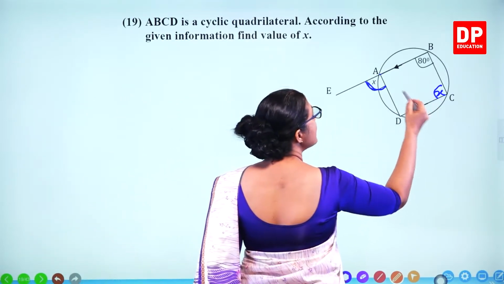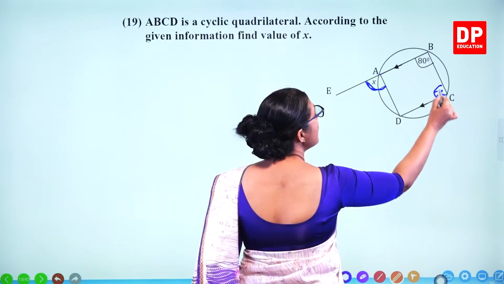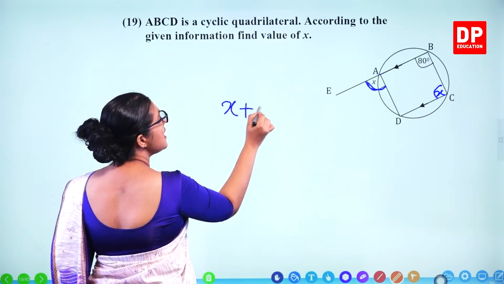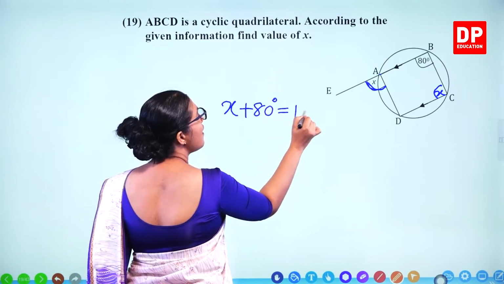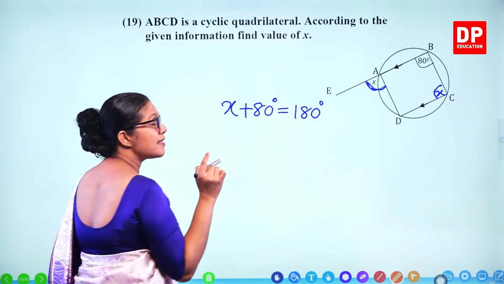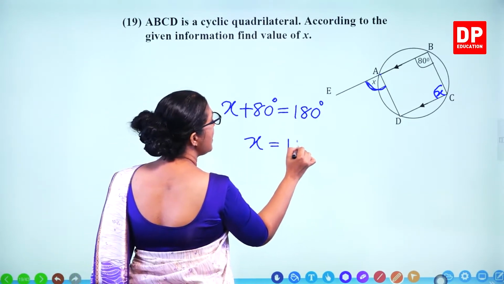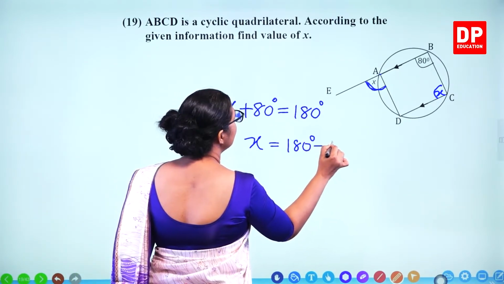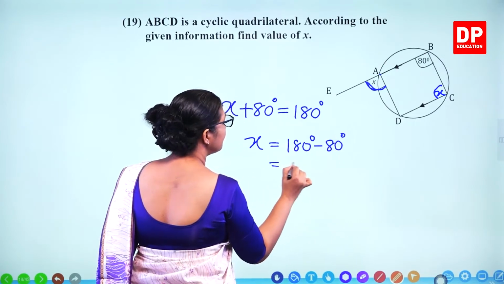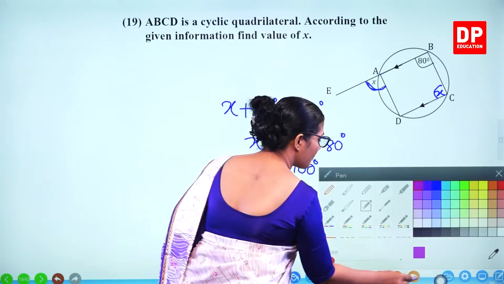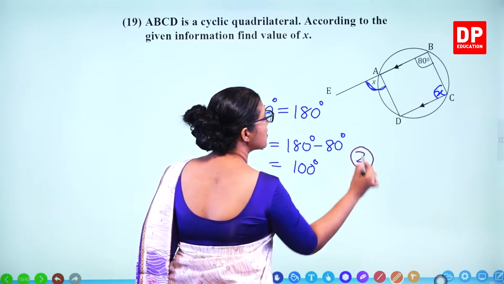Now these two lines are parallel, so we can find out from that x plus 80 should be equal to 180. Allied angles add up to 180. So x becomes 180 minus 80, 100 degrees. 2 marks.